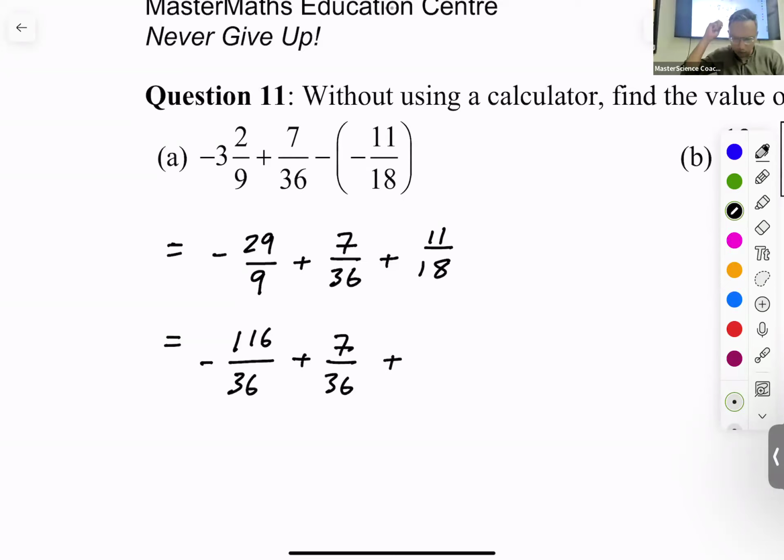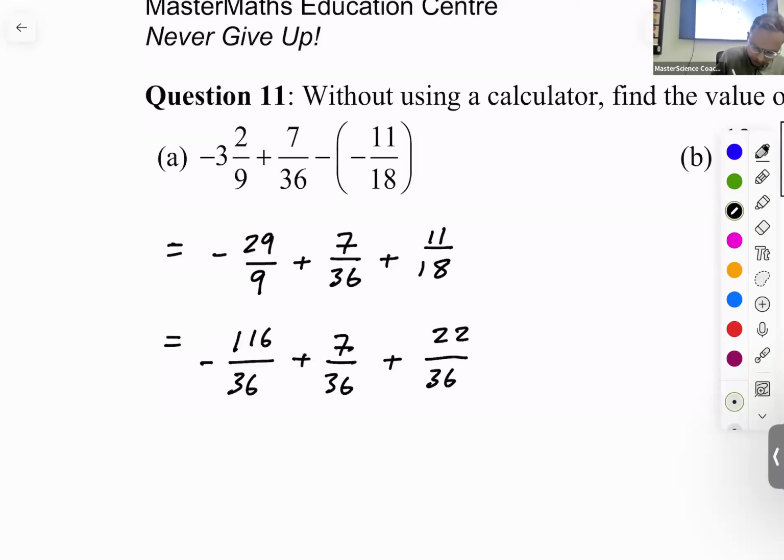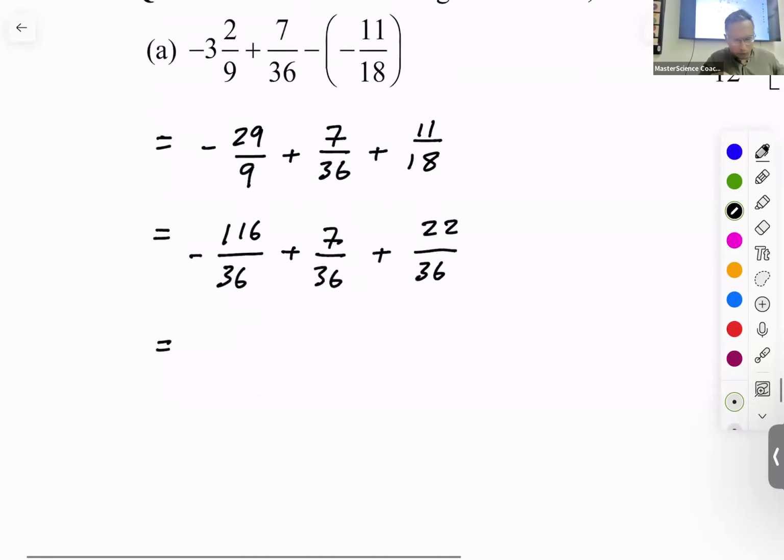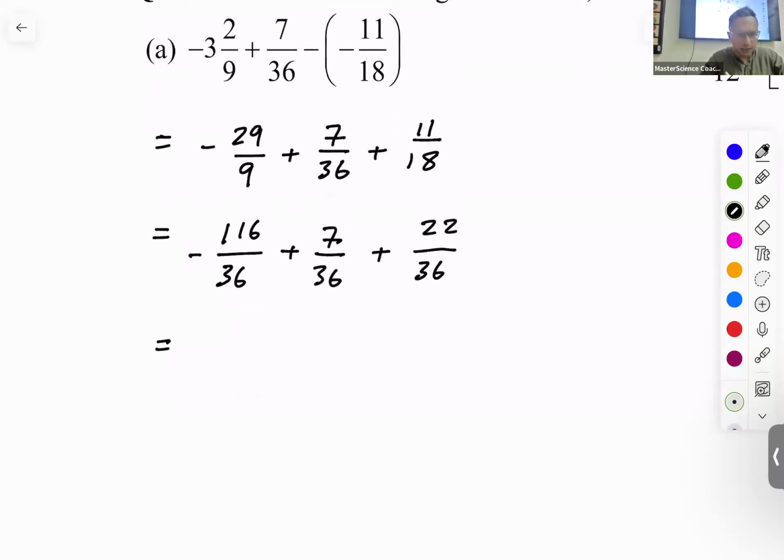This one, what must I do? Times what? 18 to change to 36, what must I do? All these mental sums, times 2, very good. So 11 becomes 22. So now what I'm going to do, minus 116, because there's a minus there. Do with me together, minus 116 plus 7 plus 22. Do you get minus 87? So minus 87 over 36.